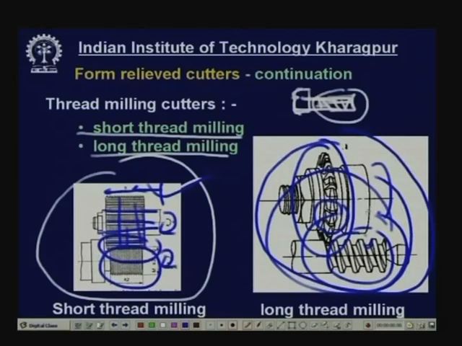Some worms are also made, and the hobs are also made by this long thread milling process by a rotary cutting tool. This is also called rotary turning.